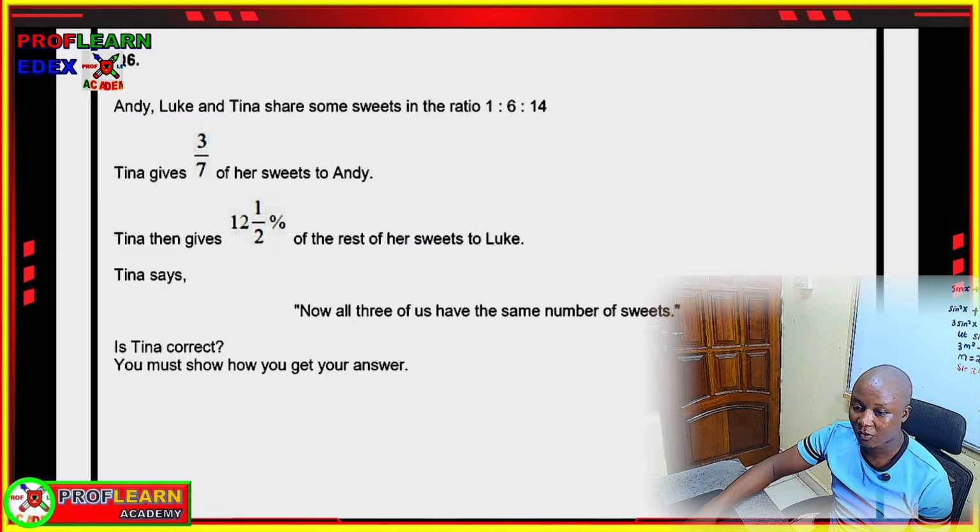So in the process of working it out, how are we going to approach this question in order to work it out?